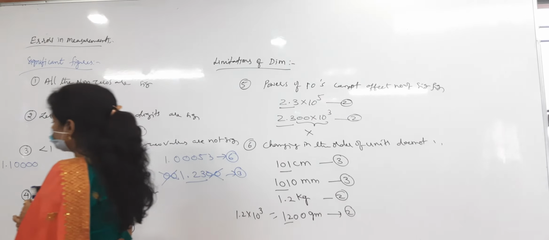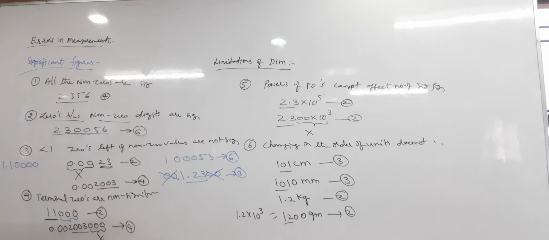I will give the examples. First of all, write the rules. First rule, significant figures: all the non-zero digits are significant. Write that example, 2356. Underline the significant figures, if possible with another color pen, you just underline that.